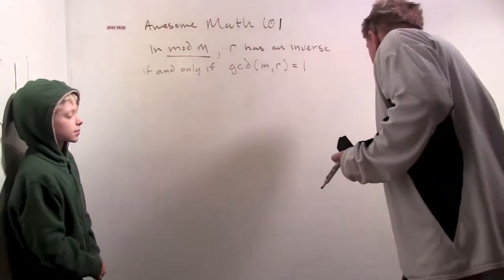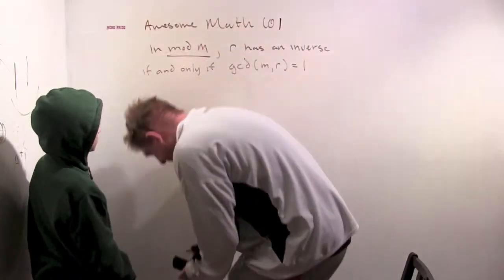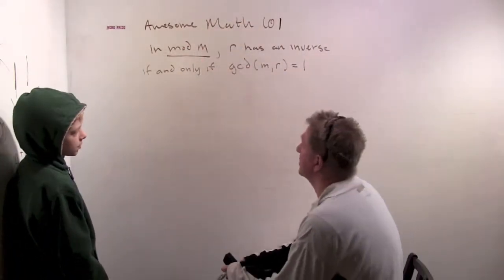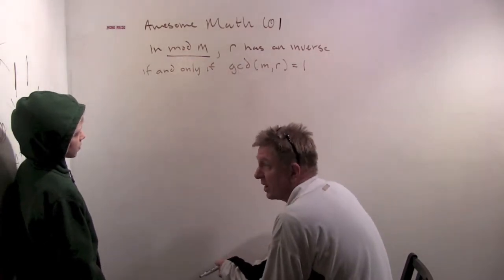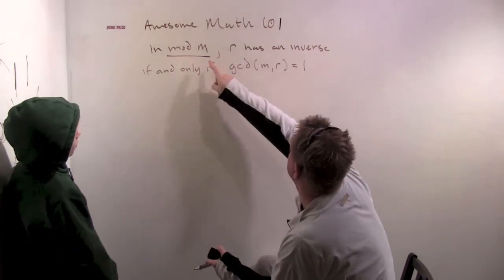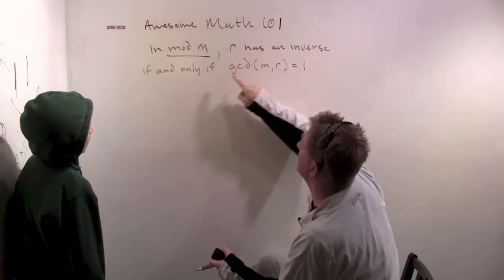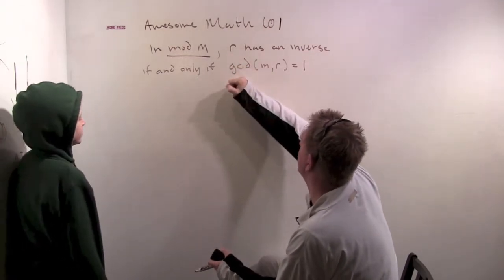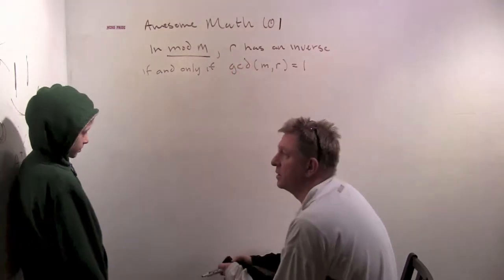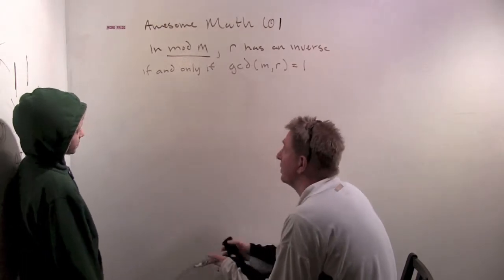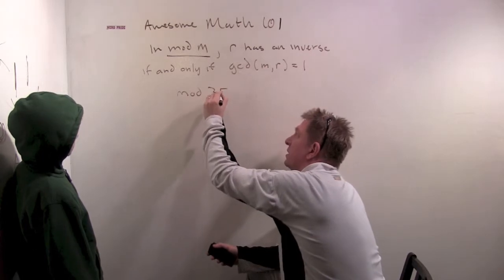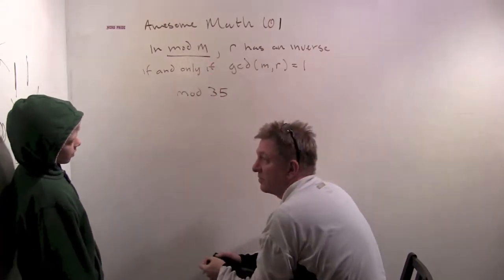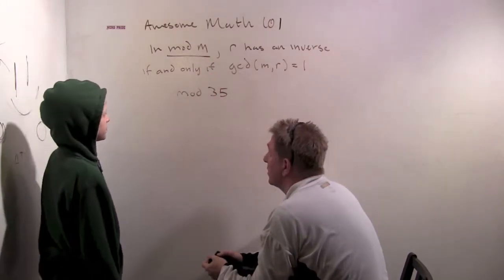AwesomeMath101. So we are talking still about modular arithmetic and modular inverses today, and we have this theorem from our book, which seems a little abstract. In mod m, a number r has an inverse if and only if the greatest common divisor of m and r is 1. Okay, so we're going to look at mod 35. In other words, m equals 35.